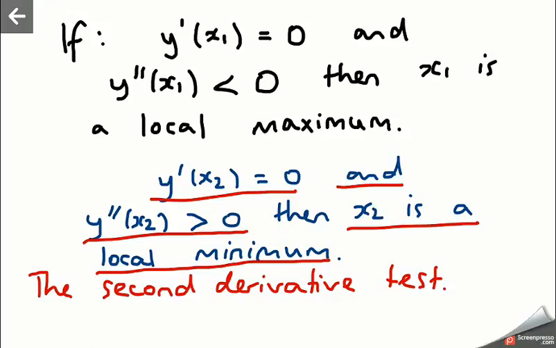Knowing something about x2 doesn't really tell us that much about the derivatives, actually. It doesn't really tell us that much about the second derivative. So y double prime of x2 doesn't have to be bigger than 0 just because x2 is a local minimum. That's very important.